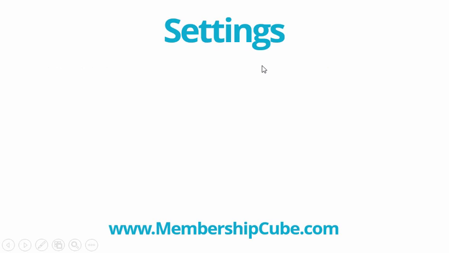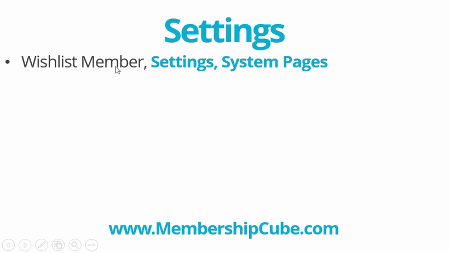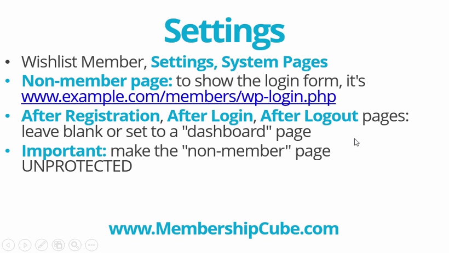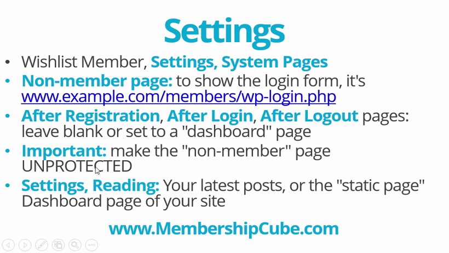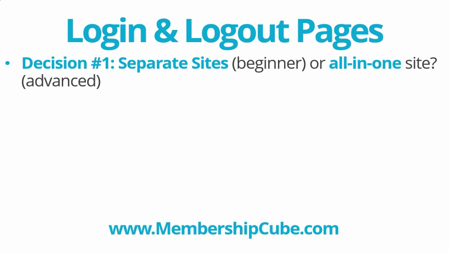So there you go. We first of all created a dashboard page, put it on the full level, set it as the front page, and then in Wishlist settings system pages, we can set the non-member page to either this wp-login.php to show that login screen, or set the non-member page to be the sales letter. We created it, we made it unprotected, and there we go. That's how to structure your login and logout pages with Wishlist Member.